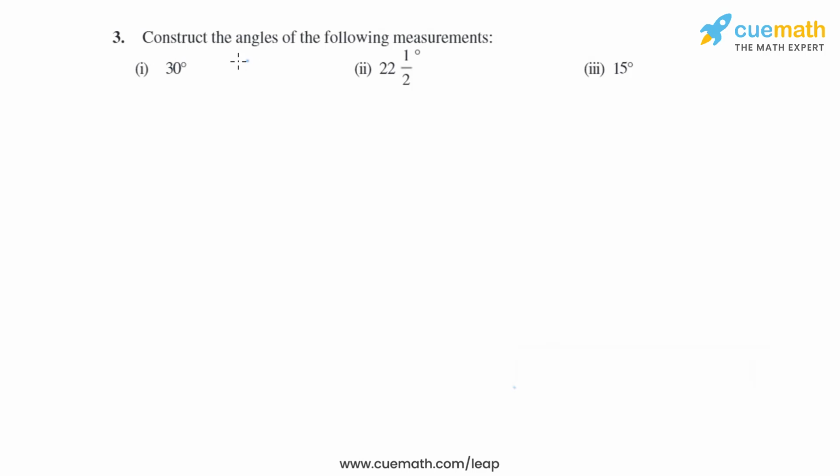Question 3 of this exercise says, construct the angles of the following measurements: 30 degree, 22.5 degree, 15 degree. So let's start with 22.5 degree first of all. For that we need to draw 90 degree, then we need to bisect it, we will get 45 degrees. Again we need to bisect 45 degrees, we will get 22.5 degrees. So let's start with the steps of construction.